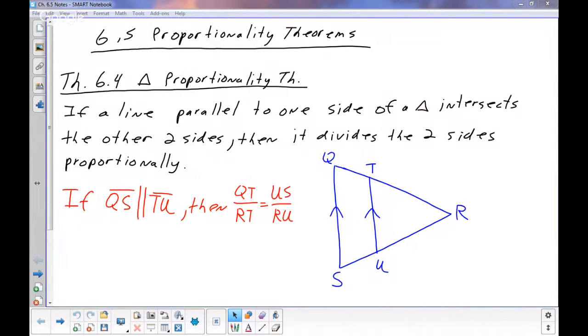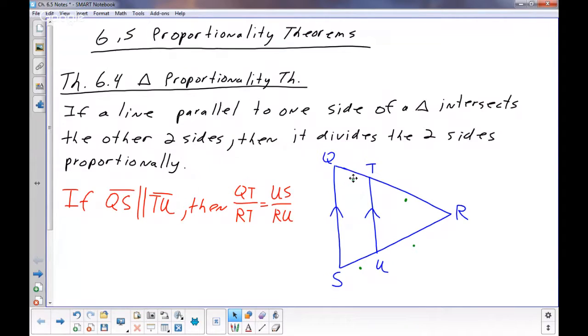It doesn't matter. But if they are parallel, then if we're looking at QT compared to RT, so we're taking just that side RQ, QT to TR is the same as US to RU. All right, so small piece to a bigger piece, and a small piece to a bigger piece. So again, QT to TR, US to UR. All right. And this will always hold true.